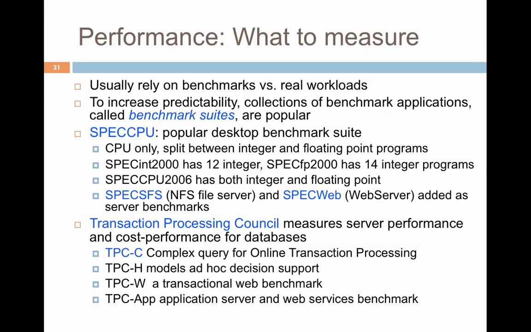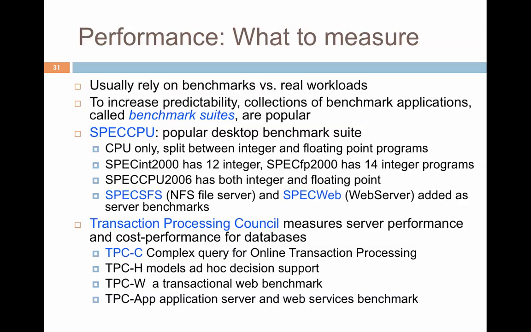So performance, what to measure, right? The next thing we'll see is measurements. Usually we rely on benchmarks versus real workloads, right? We look at a lot of benchmarks in the real world and study and evaluate them. Now, to increase predictability, we will collect benchmark applications into what are called benchmark suites, and they're very popular, right? We use a lot of them for multimedia, for desktop, for transaction processing council.